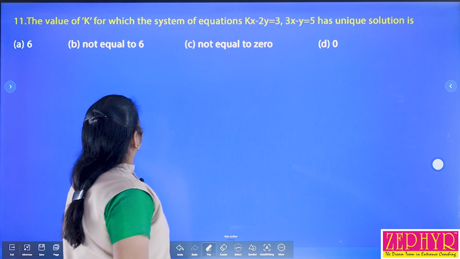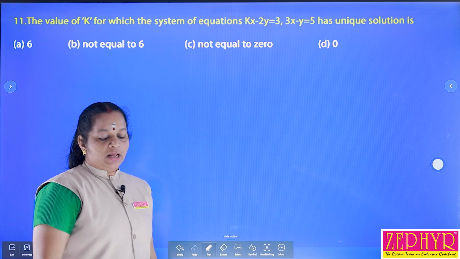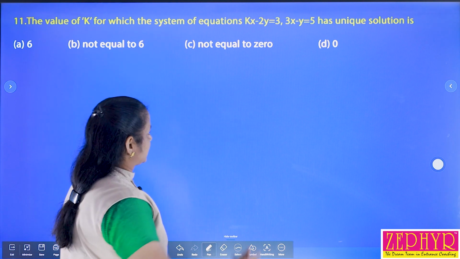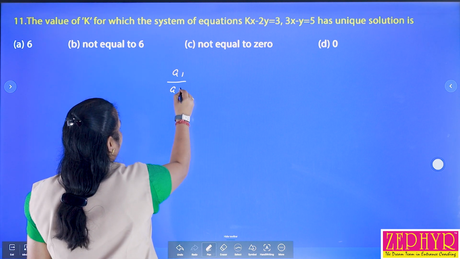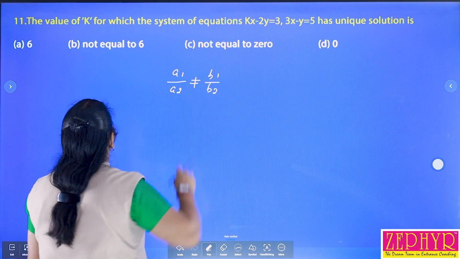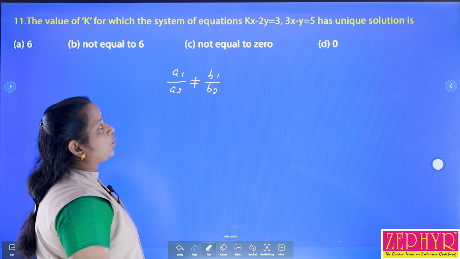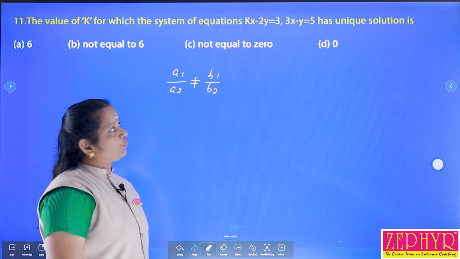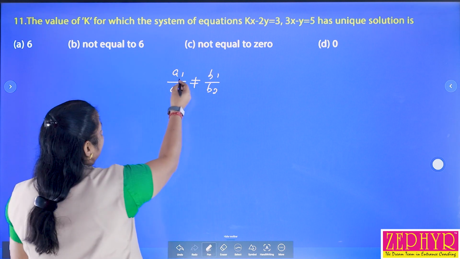Okay, the value of k for which the system of equations has a unique solution. What's the condition for a system of equations to have a unique solution? The unique solution condition is a1 by a2 not equal to b1 by b2. So what is the value? kx minus 2y is equal to 3, 3x minus y is equal to 5, and it has only a unique solution. Take the values here.